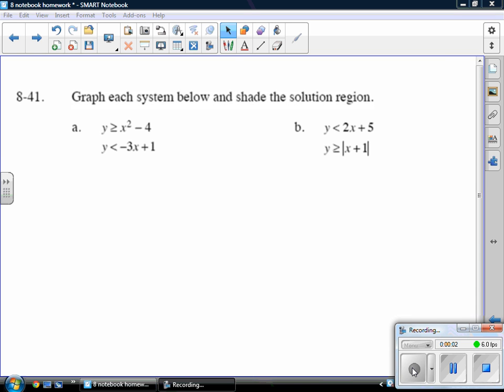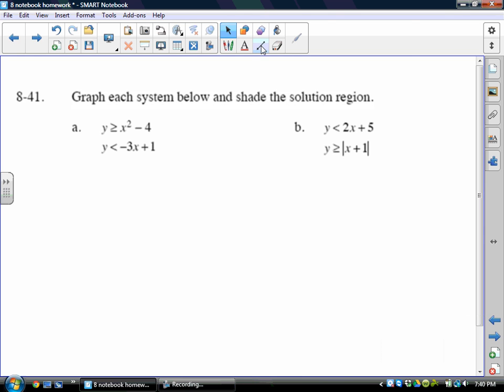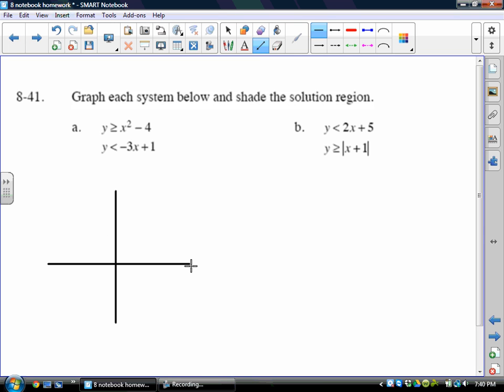This is problem 8-41 from section 8.1.2. Graph each system below and shade the solution region. Alright, so let's get some axes on here. And we should know what these graphs are going to look like in general. The inequalities make up the shading part.